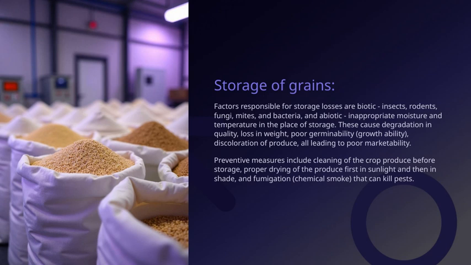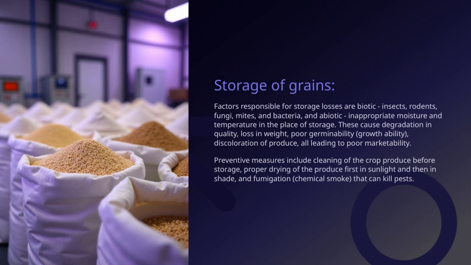These losses can be caused by biotic factors, like insects, rodents, fungi, mites, and bacteria, which can directly damage the grains. Additionally, abiotic factors, such as inappropriate moisture levels and temperature, also play a significant role in degrading the stored produce. These issues don't just affect the appearance of the grains. They cause real problems like loss of weight, deterioration in quality, and poor germinability, which is the grain's ability to sprout and grow. Discoloration and spoilage can also make the produce less attractive and harder to sell, impacting marketability.